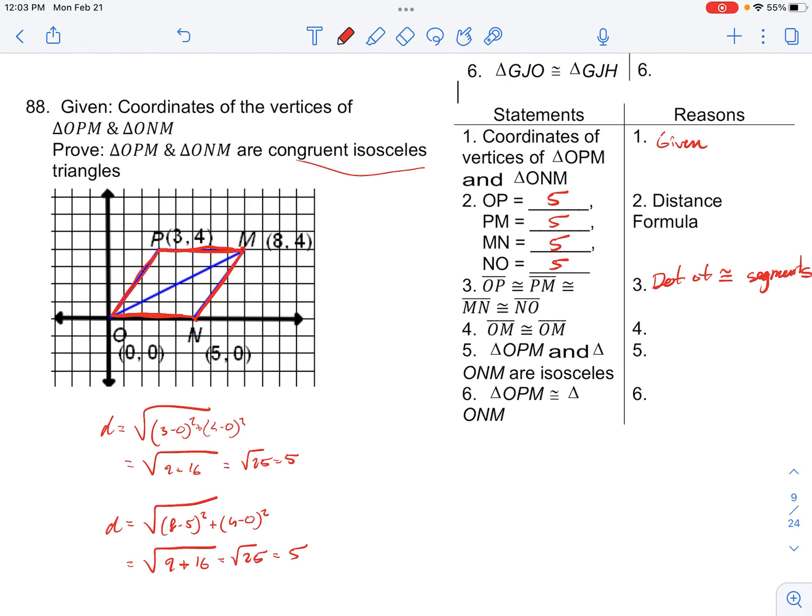Now we have number 4. OM is congruent to OM. So this diagonal line going through the quadrilateral is congruent to itself. So that's just by the reflexive property.